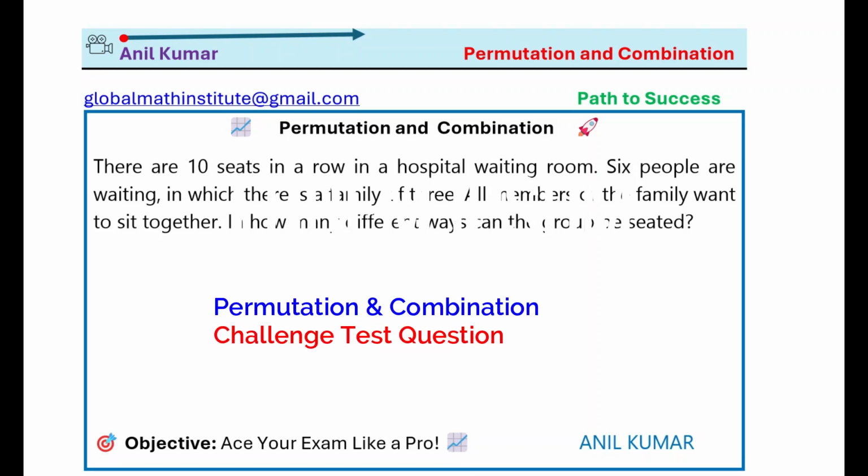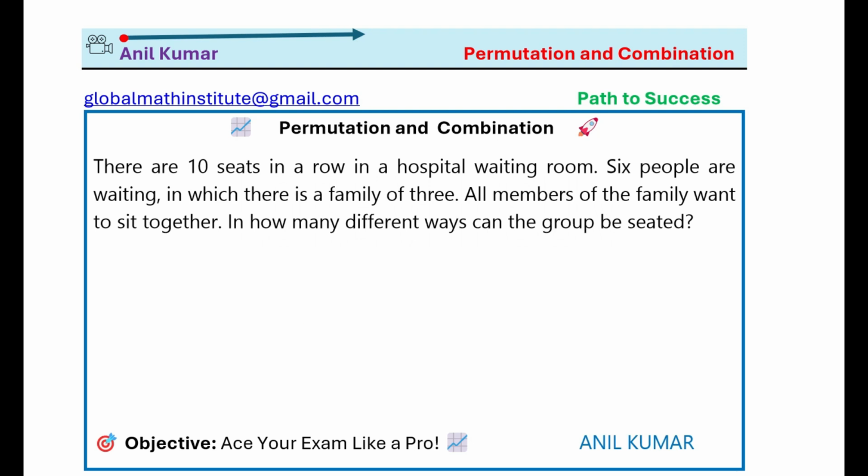Here is a challenge test question on permutation and combination. There are 10 seats in a row in a hospital waiting room. 6 people are waiting, in which there is a family of 3. All members of the family want to sit together. In how many different ways can the group be seated?